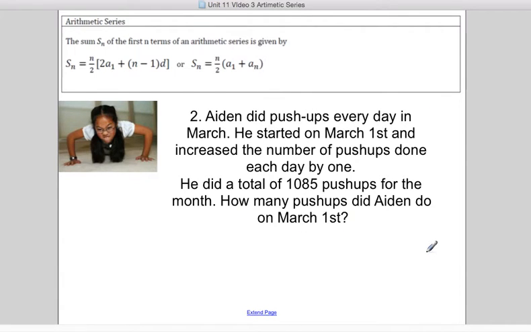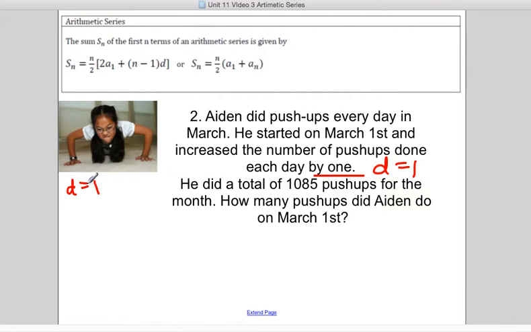Aiden did push-ups every day in March. He started on March 1st and increased the number of push-ups done each day by 1. Okay, if we increase by 1 each day, that means I'm adding 1, so my common difference is 1. Maybe I'll start a little tally over here. I know that the difference is 1. He did a total of 1,085 push-ups for the month. How many push-ups did Aiden do on March 1st? Okay, so we do not know how many he started doing. That's what we need to figure out.